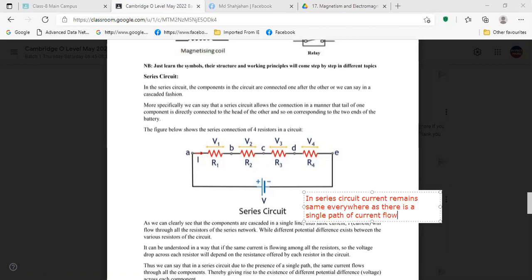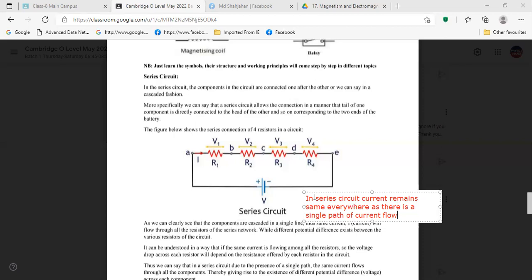Sir, do we write everything or the one you're writing? No, not everything, only write whatever I said. I said you write series circuit, write this one heading, then you draw this circuit diagram and my writing, not everything. Everything is there in the notes. You don't need to write everything now. Just you are writing the key points which are most important. Okay.